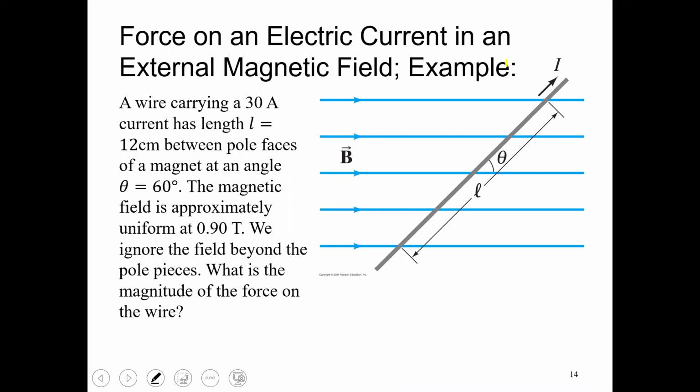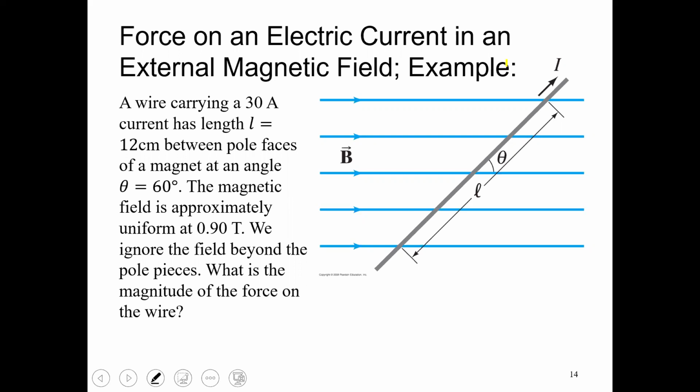So here we have a wire carrying 30 amps of current. It has a length of 12 centimeters between the pole faces of a magnet. So that's the part that's in the magnetic field. It's at an angle of 60 degrees with this magnetic field. We know that the magnetic field is approximately uniform and has a strength of 0.9 teslas. We're going to ignore the field beyond the pole pieces. What's the magnitude of the force on the wire?